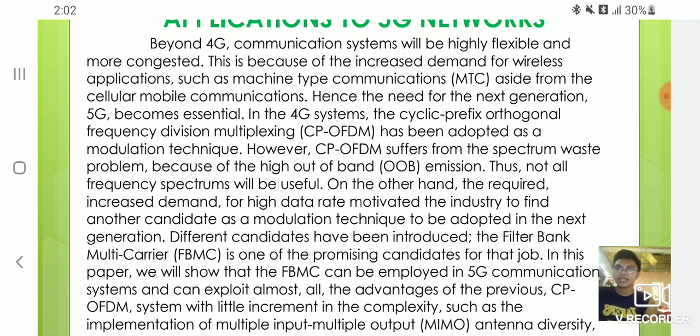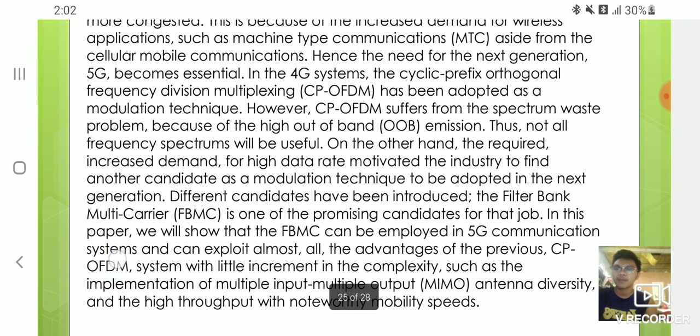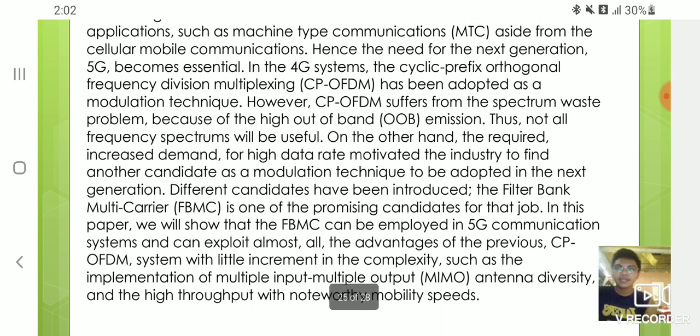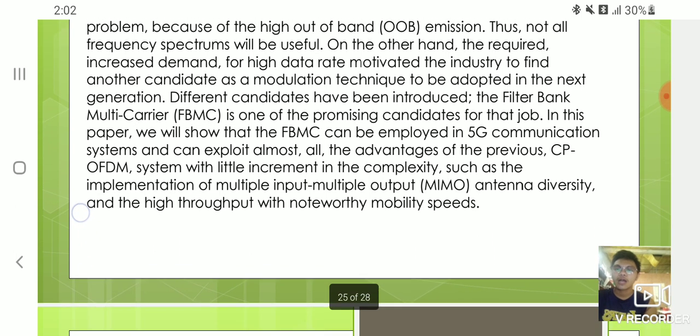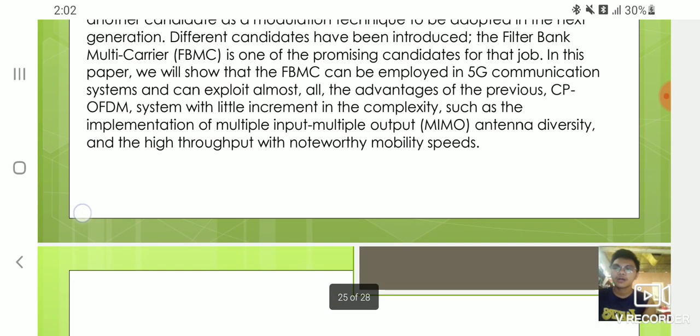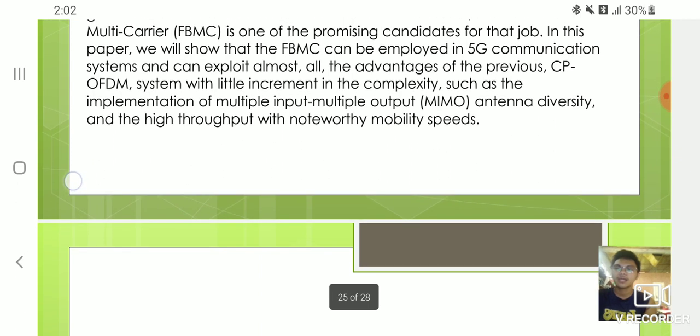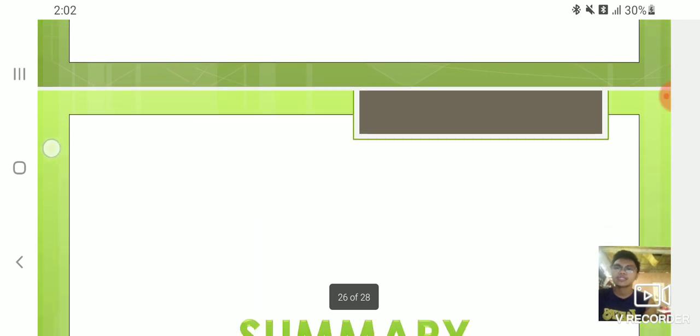Different candidates have been introduced. The filter bank multicarrier, or FBMC, is one of the promising candidates for that job. In this paper, we will show that FBMC can be employed in 5G communication systems and can exploit almost all the advantages of the previous CP-OFDM system with little increment in the complexity, such as the implementation of multiple input, multiple output, or MIMO, antenna diversity, and high throughput with noteworthy mobility speeds.